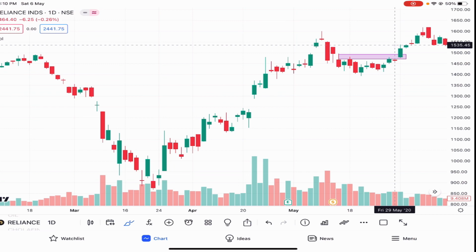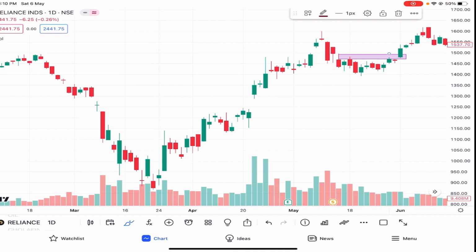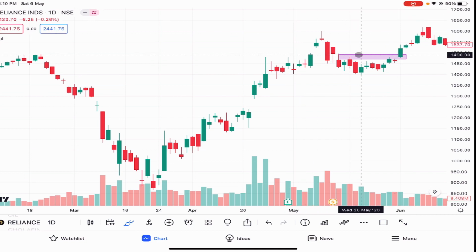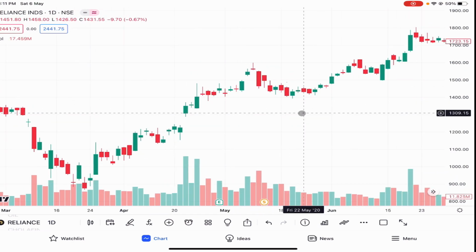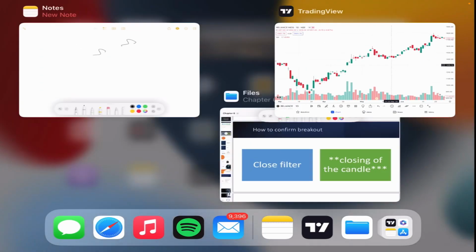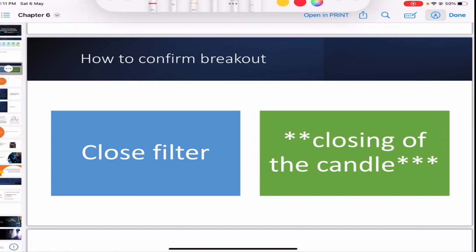So that is my first filter, where I check if my candle closes above the zone. The same thing you are going to use if there's a breakdown: you're going to expect a red candle to close below the zone. So this is my first filter. The first thing after a breakout or a breakdown you are going to see is that your candle is closing outside of the zone. That is the first and the most important thing to check. So I hope you're clear with the close filter.